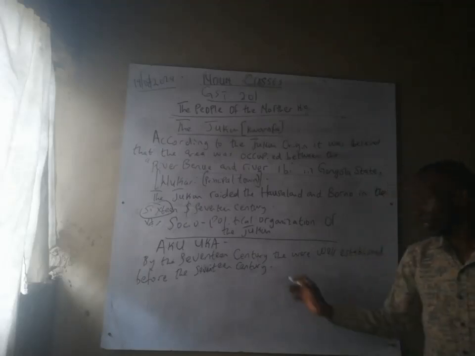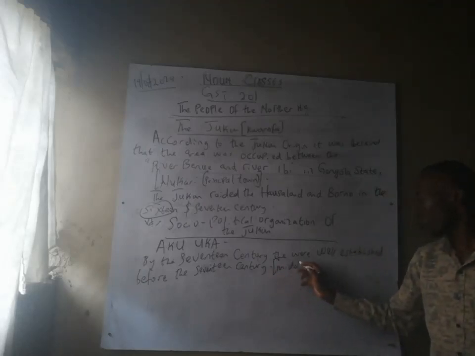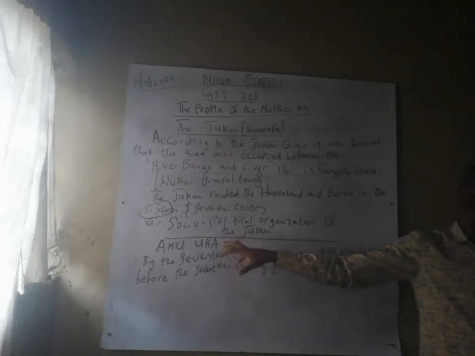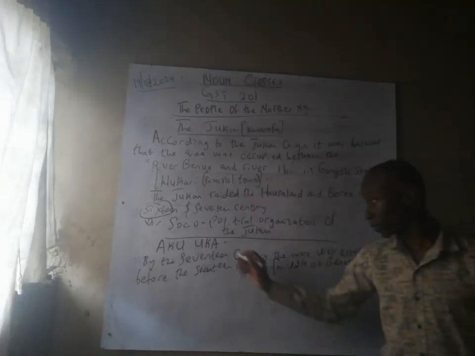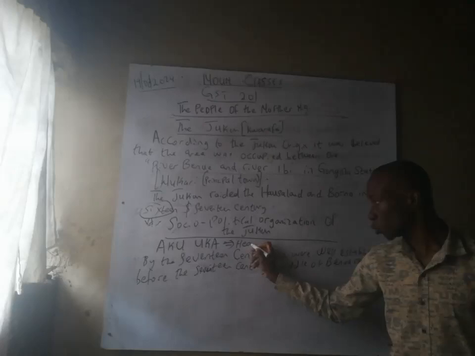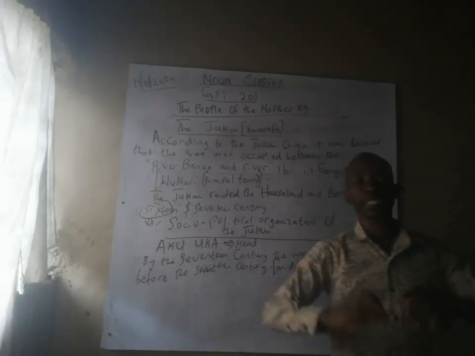In the middle of what? The middle Benue region. And Akuoka was the head of the Jukun. Take note of that. He was the head of the Jukun, believing that he was supernaturally and spiritually appointed, representing the gods.